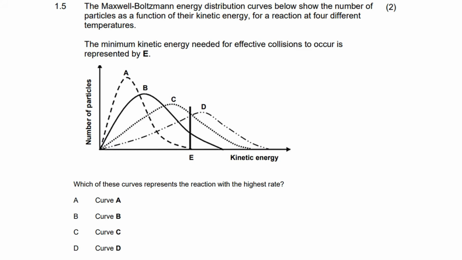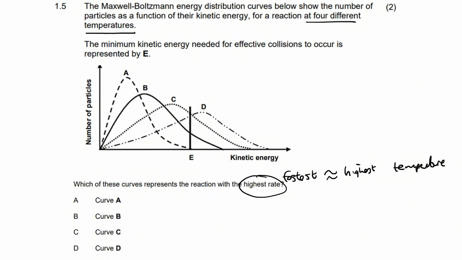The Maxwell-Boltzmann energy distribution curve shows the number of particles as a function of their kinetic energy at 4 different temperatures. The minimum kinetic energy needed for effective collisions to occur is represented by E. Okay, so we've looked at Maxwell curves before. Now it says, which of these curves represents the reaction with the highest rate? So the highest rate means the fastest one. And we know that the fastest reaction would always be the one that has the highest temperature.